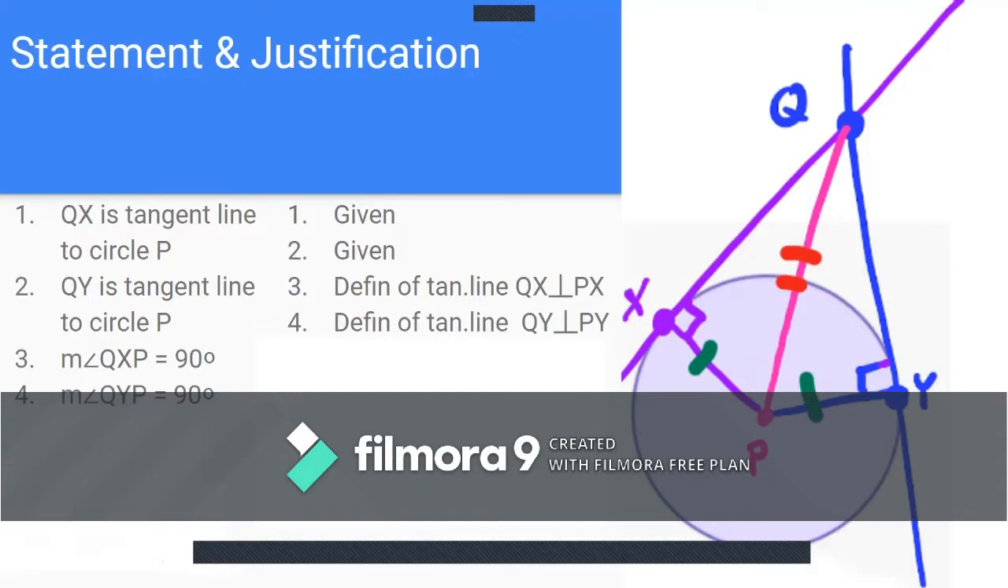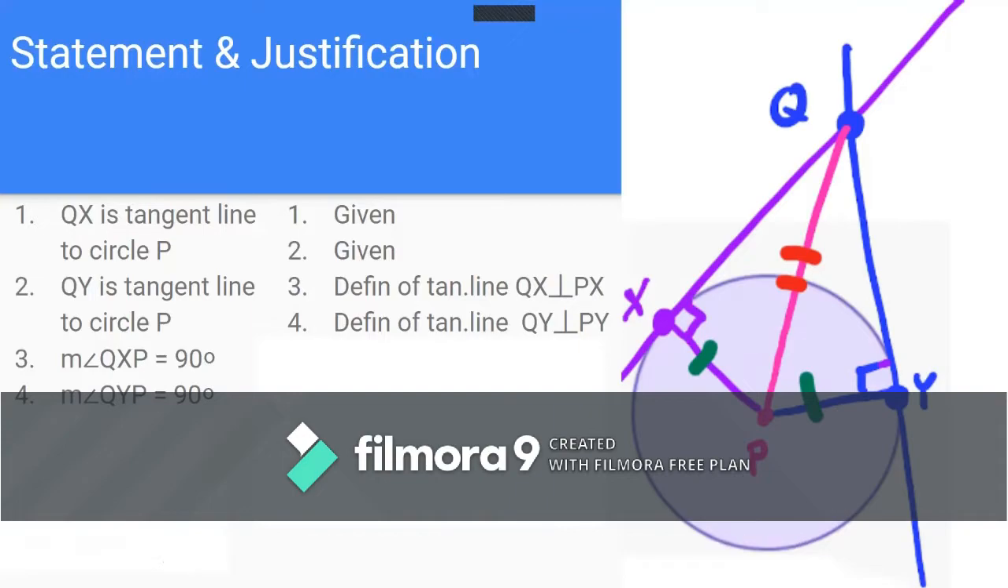So there are four things that are given to us. Line QX is a tangent line to circle P, which is given, and YQ is a tangent line to circle P. So that's also given. Those two things are steps 1 and 2, and then we have steps 3 and 4 as well.